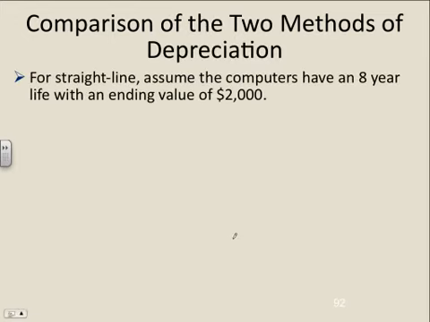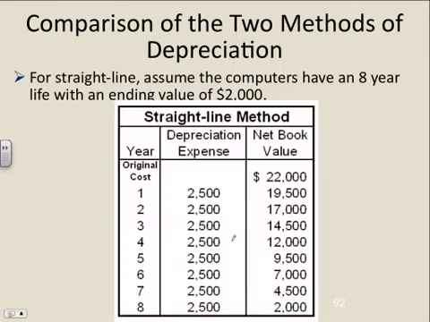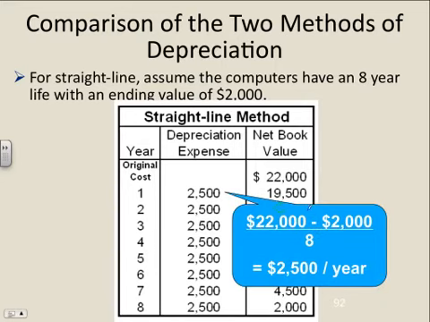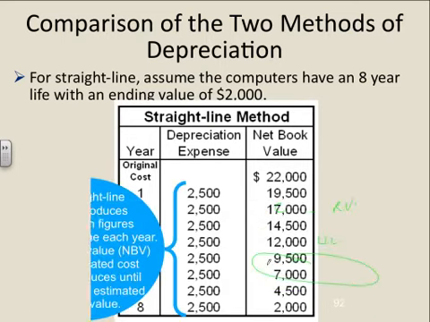For a straight line, assume the computers have an 8-year life with an ending value of $2,000. So here would be a depreciation table. In year 1, the depreciation expense, because it's a straight line, is going to be the same expense every year, and the net book value is just cost minus accumulated depreciation, so it's just going down, right? Remember our formula? Cost minus residual value divided by useful life. So we come up with our depreciation expense of $2,500 per year.